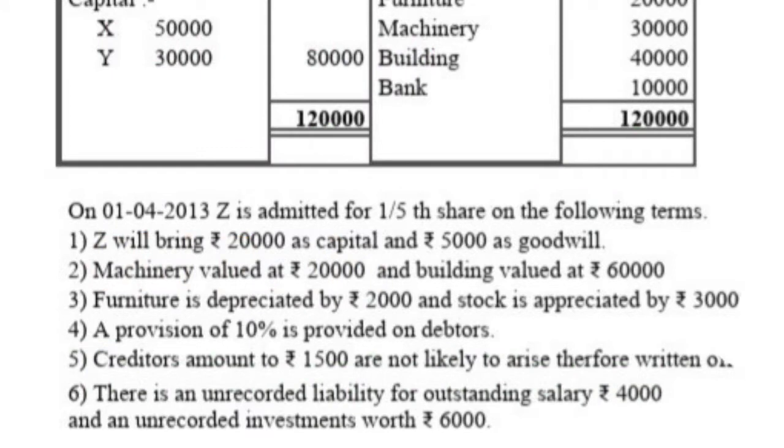Okay, here the first point is Z will bring rupees 20,000 as capital and rupees 5,000 as goodwill. Here the new partner brings capital and goodwill. The journal entry for this transaction we know, so I will not explain deeply. First, we need to check in the balance sheet: is there any goodwill appearing? If it is appearing, first we need to write it off. But here no goodwill appears in the balance sheet. Then we can make the journal entry.